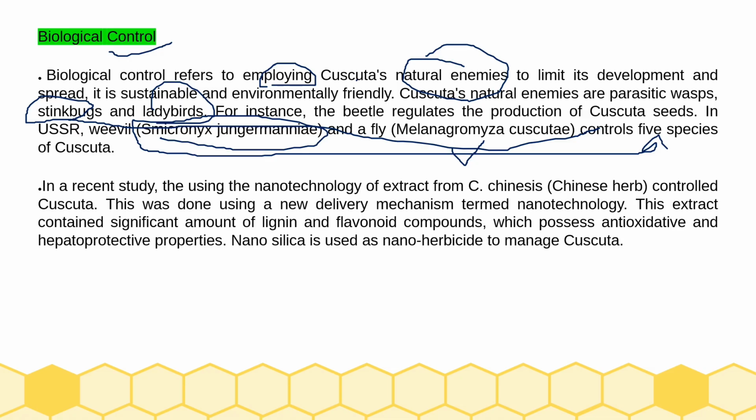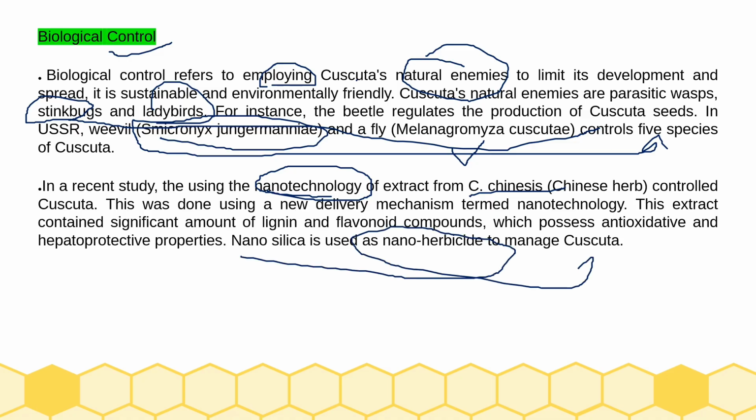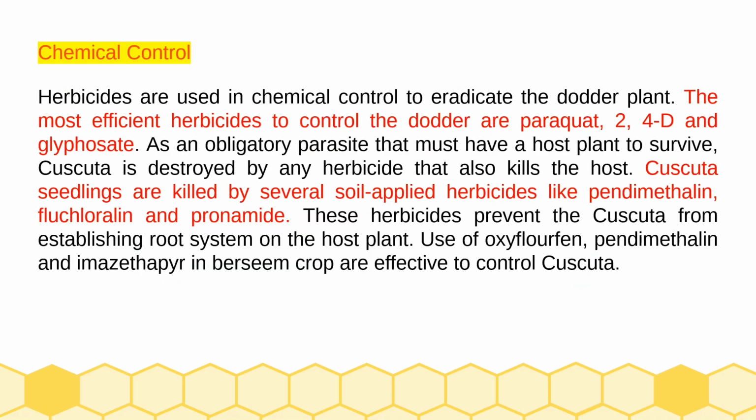Nowadays, nanotechnology is used for the control of Cuscuta chinensis, and nanosilica is used as a nano herbicide which can manage the infestation of Cuscuta. There are some other methods which can produce lignin compounds or flavonoid compounds that kill the Cuscuta and reduce its infestation on the plant. The last option is chemical control, that is, the usage of herbicides.